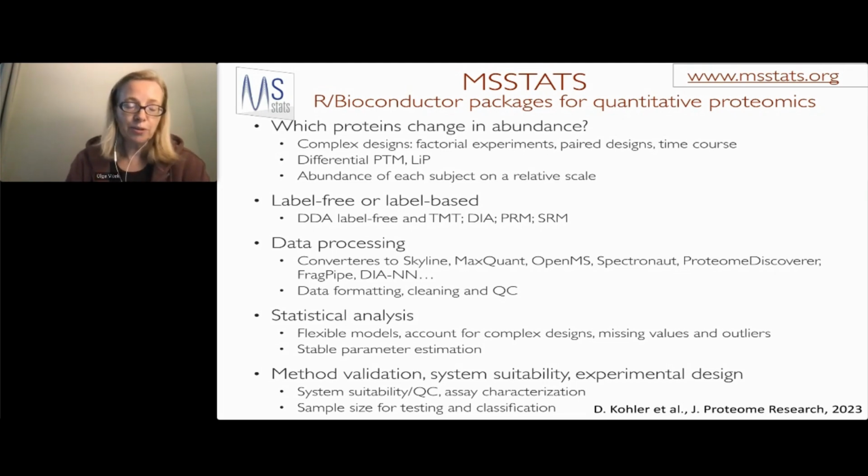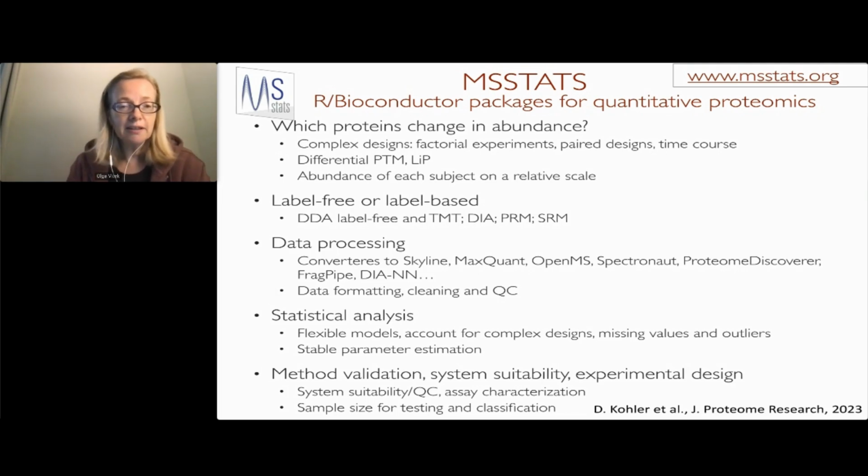Of course, the design is not the only aspect of these experiments. Another important aspect is how the samples are prepared and how the data are acquired. In particular, we can distinguish data-dependent acquisition, label-free versus labeled, for example with TMT, data-independent acquisition, parallel reaction monitoring, selected reaction monitoring, etc. MS-Stats can work with all of these acquisition types.